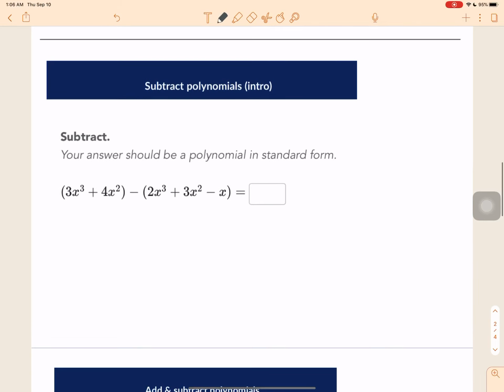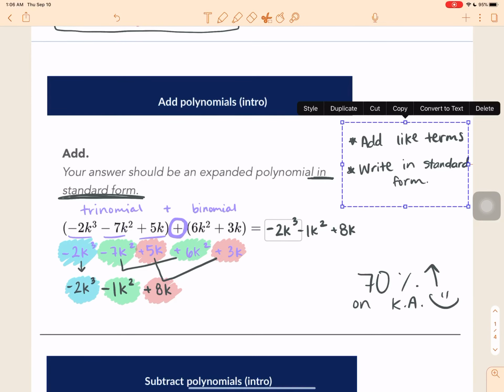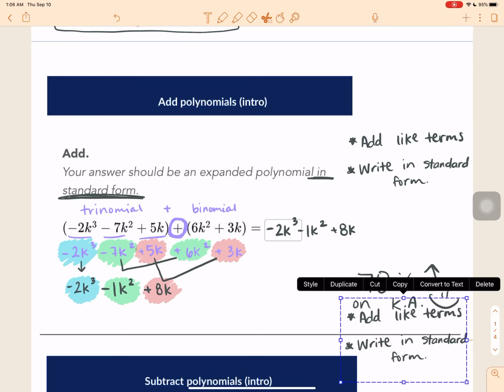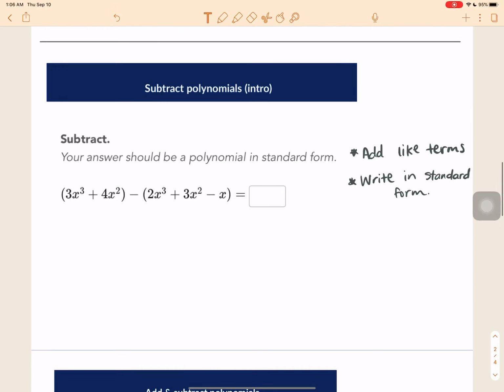Okay, subtracting polynomials. This one is just one more step. It's the same idea as adding polynomials, but now our first step is not to add the like terms. Our first step is going to be to distribute the negative. Since we are subtracting, we're subtracting a trinomial from a binomial. So we have a binomial minus a trinomial.